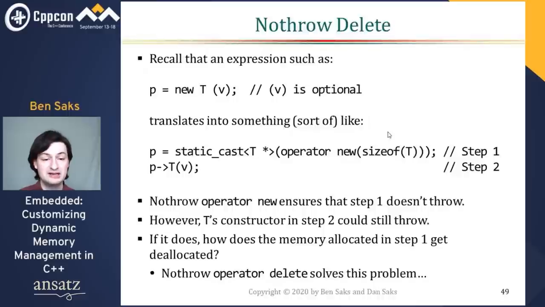Here's what's going on. So I mentioned before that a new expression translates into something like this two-step process where we call operator new to allocate the memory, and then we construct an object in that memory that was allocated. Using the no-throw operator new, like we do back here, that ensures that step one here can't throw exceptions. Being out of memory doesn't cause us to throw an exception, it just returns a null pointer. Step two, on the other hand, a constructor could still fail by throwing exceptions. If that happens, there's this interesting problem because we've just allocated memory here. This constructor throws. Where do we get the chance to delete that memory and clean it up?